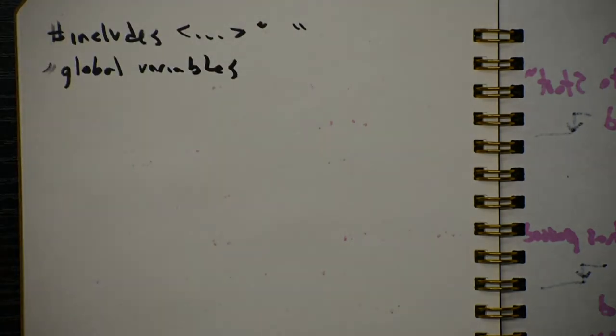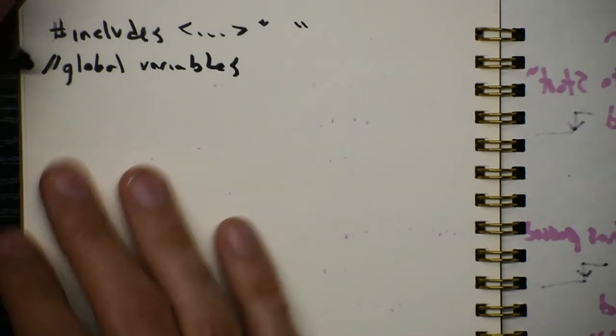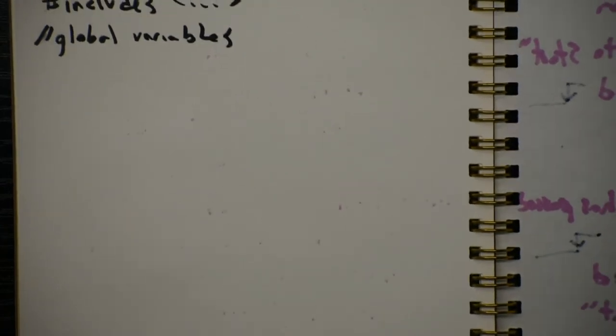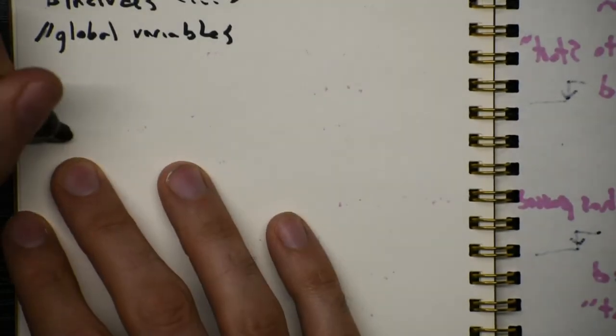At the top, the global variables will be important here because that's how we're going to pass information back and forth from main to our ISRs. So I'm going to leave a little bit of space for us to put some global variables in there. Then we're going to have this ISR function.